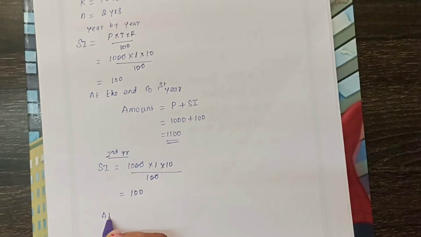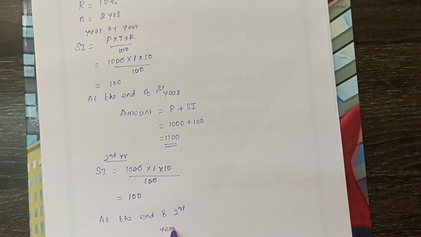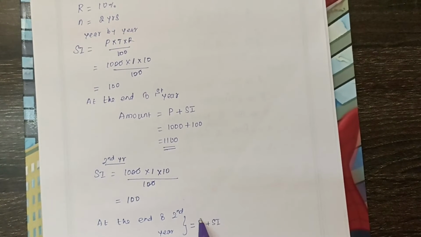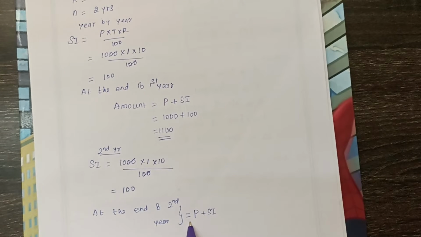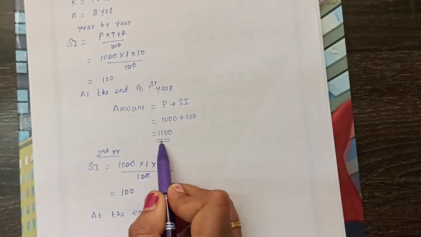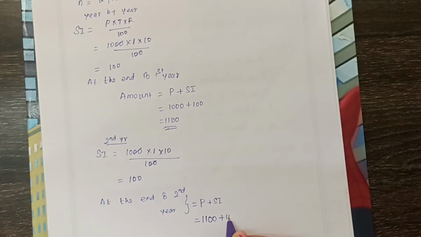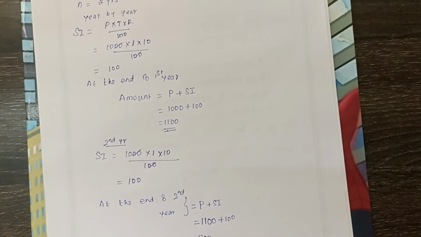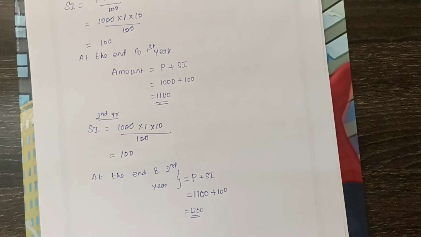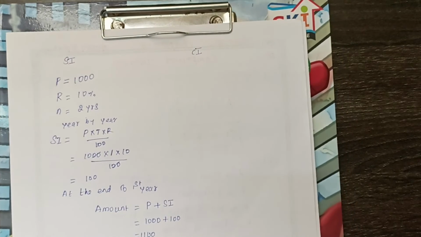So the total amount at the end of the second year is the principal amount plus simple interest. At the end of the first year I have 1100 rupees, but in simple interest the principal stays 1000, so 1000 plus 100 interest for each year. So 1200 rupees. At the end of the second year, I'll be having 1200 rupees. This is the method of calculating simple interest. Next we will do the same for compound interest.